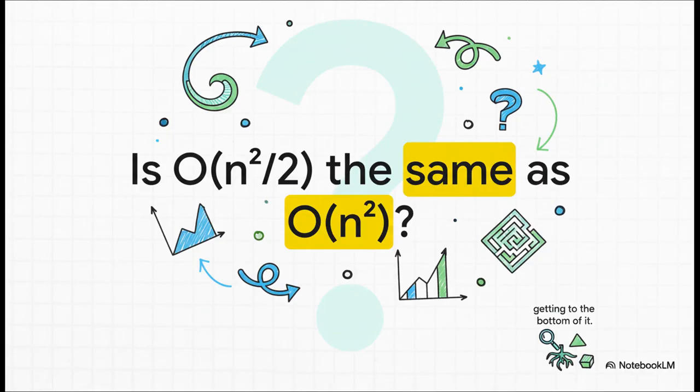So let's just kick things off with a quick question to get your brain warmed up. Is O of n squared over 2 the same thing as O of n squared? Now, the answer might seem obvious, but the reason why is what trips people up. Don't worry, we're going to get to the bottom of this.